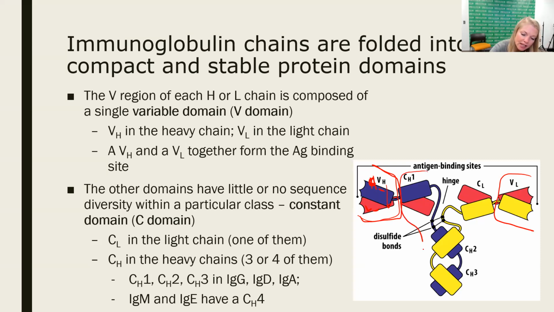Then we have the constant region, right? This constant region is kind of split like that. We have two constant regions, each made up of one light chain section and three or four heavy chain sections. So you have the constant light, CL, and then constant heavy one, constant heavy two, constant heavy three, and then four, if you're looking at mu and epsilon. I kind of butchered that slide. But the important thing is that it really helps if you start to draw things out and model things out, looking at our light chains and heavy chains and our constant regions and variable regions, and how they're all put together to make a complete antibody.